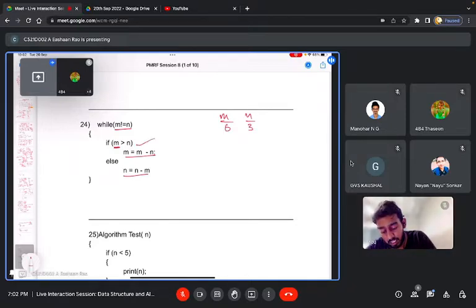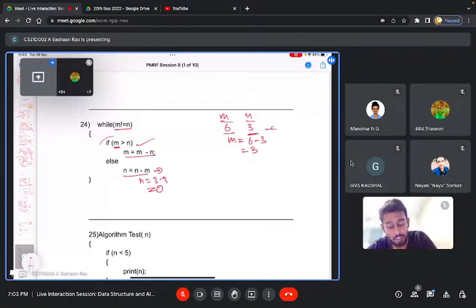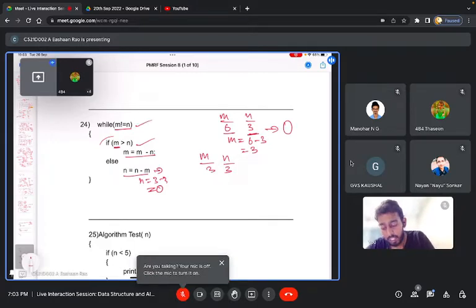Since this condition is satisfied, m will be 6 minus 3, which is equal to 3. In the next loop, since this 3 is not less than 3, it will come to here, and here we will find 3 minus 3 equal to 0. So in this 6 and 3 condition, the number of times it will run is 0. When m and n are actually equal, then this while loop itself will not run.